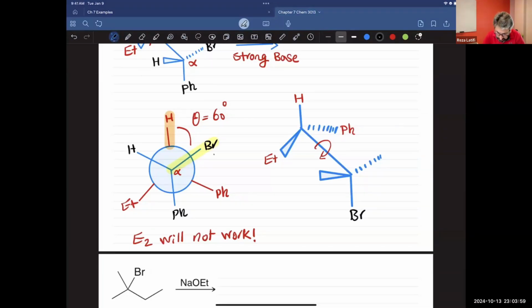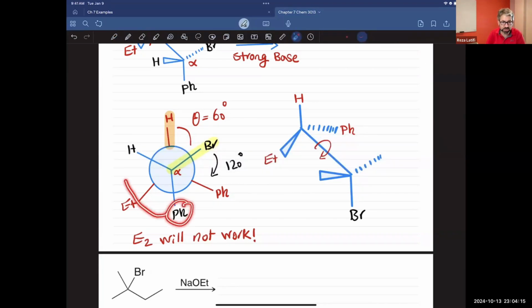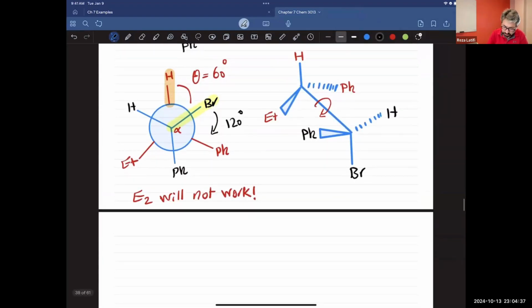So that means I'm going to rotate the front carbon clockwise by 120 degrees. So let's rotate by 120 degrees. The phenyl came down. The bromide went down. Now you need to ask yourself, what will happen to this? This one is going to show up there. So the phenyl is going to be here, phenyl will be there, and now hydrogen is going to be there. If you decide to remove those, you will get this Newman projection.